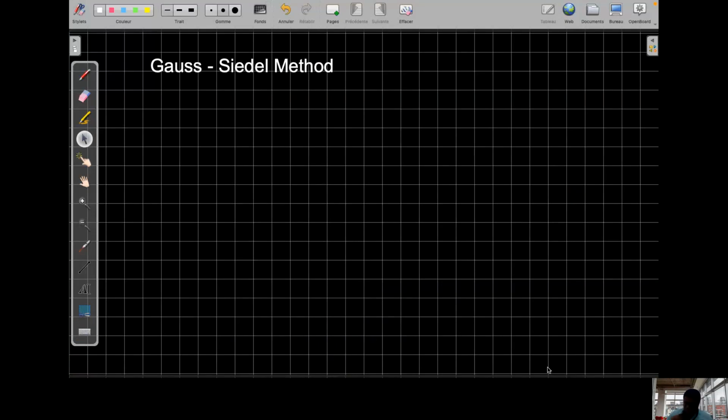Okay, so what we are going to study today is the Gauss-Seidel method. The Gauss-Seidel method is one of the methods of solving simultaneous equations. So there are three basic methods. In case you don't know, there are three basic methods.